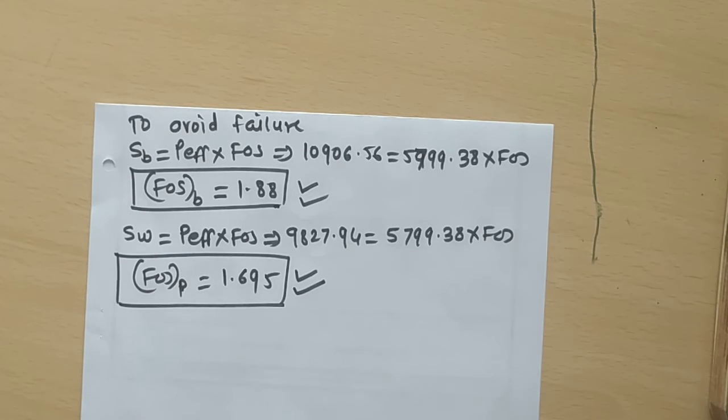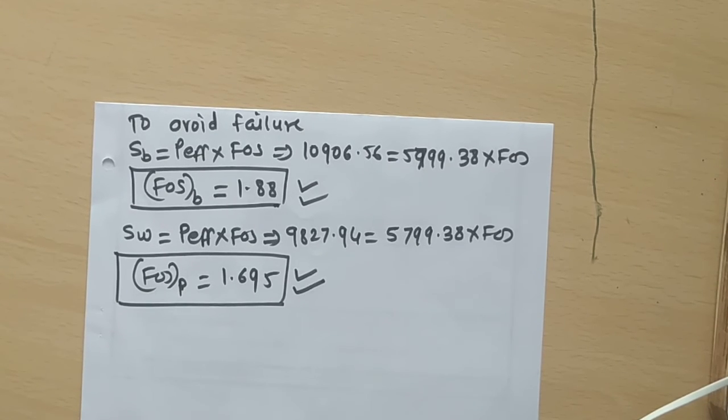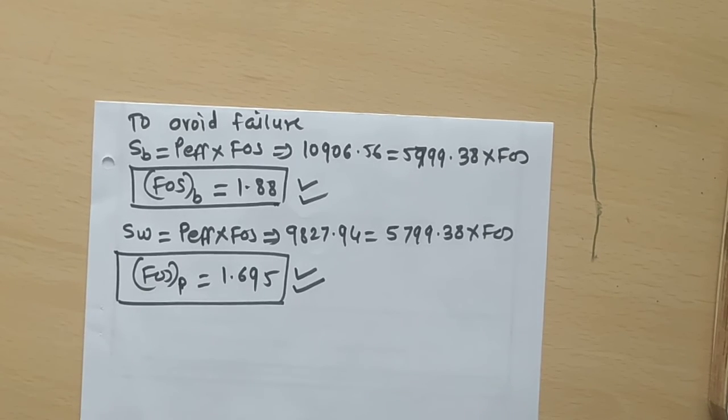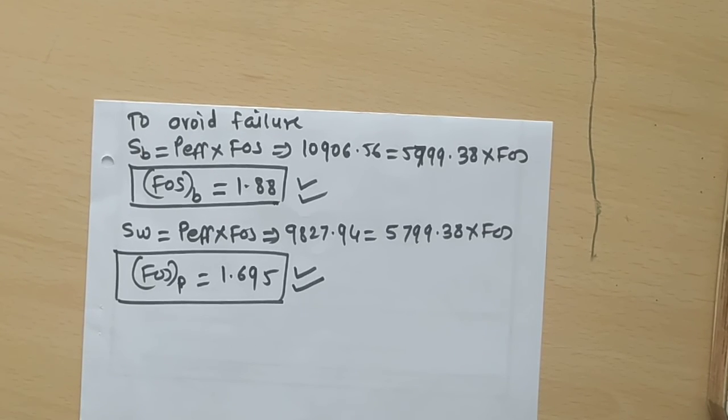In this problem, both are given, that is bending stress is also given and BHN is also given. Therefore, we have to find out beam strength, wear strength, then find out the effective load. Here dynamic load is considered. Therefore, find out effective load by using the dynamic load, CS PT plus PD. Find out SB, SW and P effective. Then to avoid failure, SB is equal to P effective into factor of safety. Put the value and find out factor of safety for bending. It is 1.88, and for pitting, SW is equal to P effective into factor of safety. Find out factor of safety for pitting. It is 1.695. Clear?